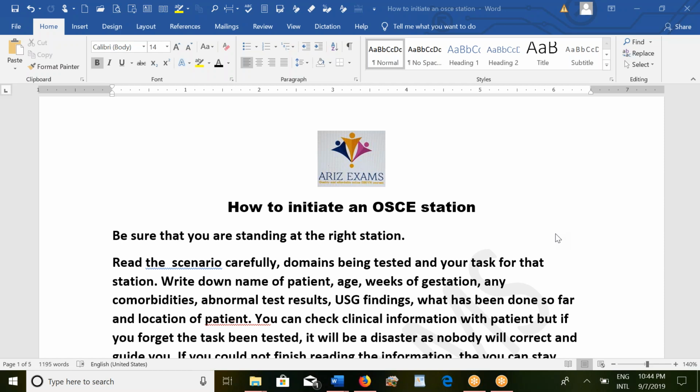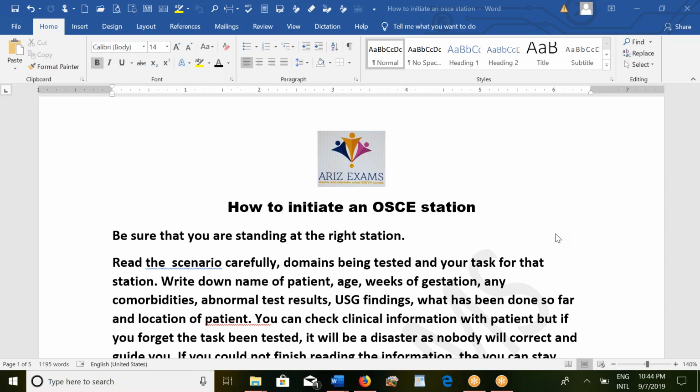Write down the name of the patient, age, weeks of gestation, any comorbidities, abnormal test results, ultrasound findings, what has been done so far, and location of patient.